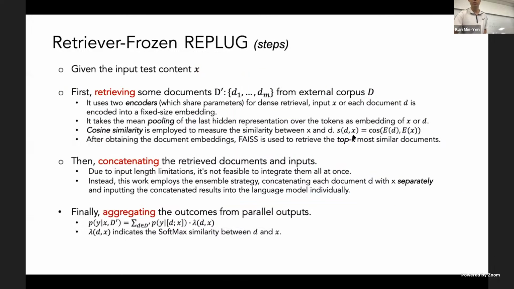As I show here, it uses the cosine similarity between ED and EX, which are actually the average representations of the input X and the documents. As I show here, it is a softmax similarity between these two. So this is the retriever-frozen one.